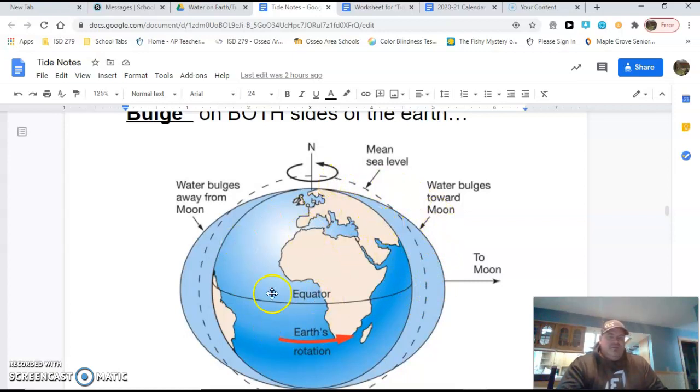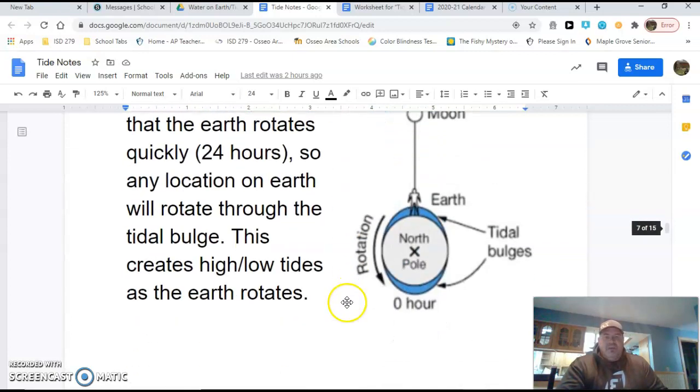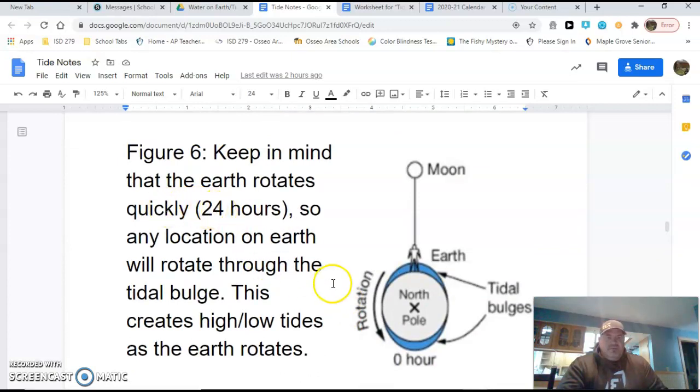So you have to think of this in a dynamic system. The Earth is constantly rotating. So even though the moon is somewhat stationary, the Earth is rotating kind of quickly. And so the location of this bulge is dynamic. It changes throughout the day. So it rotates quickly, 24 hours. So any location on Earth will rotate through that tidal bulge. That creates high and low tide.